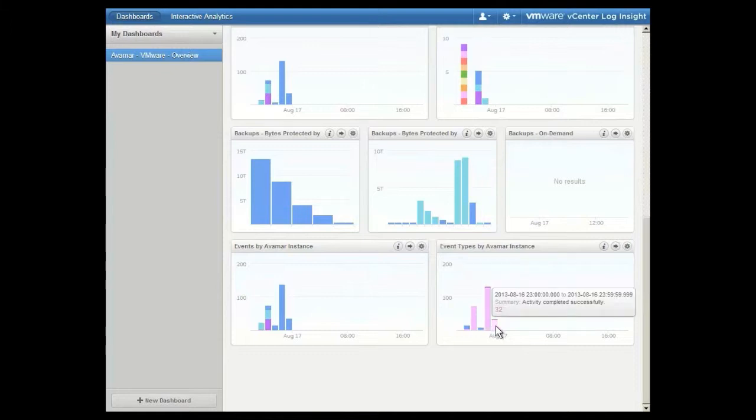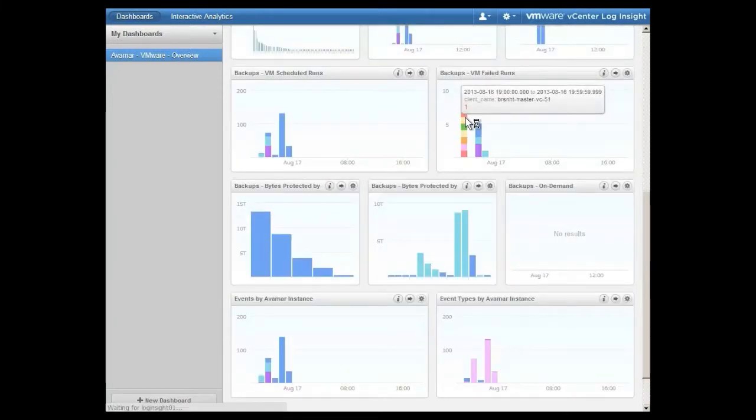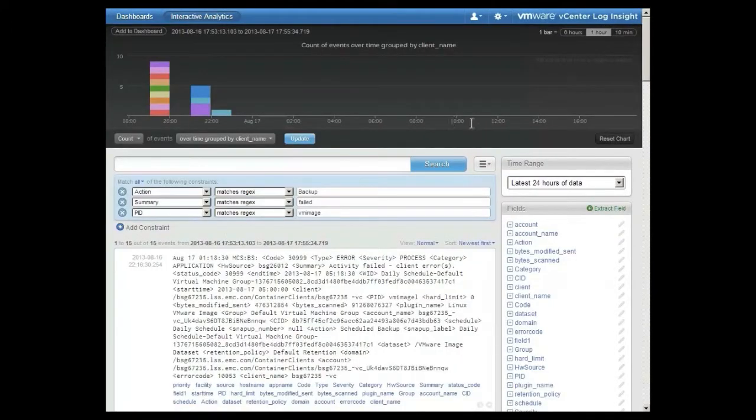It's also important to mention that Avamar generates plenty of other types of events. We're focusing mainly on activities here. So if you wanted to look at other types of events, you could also create widgets for that as well. So here we've chosen the failed backups.